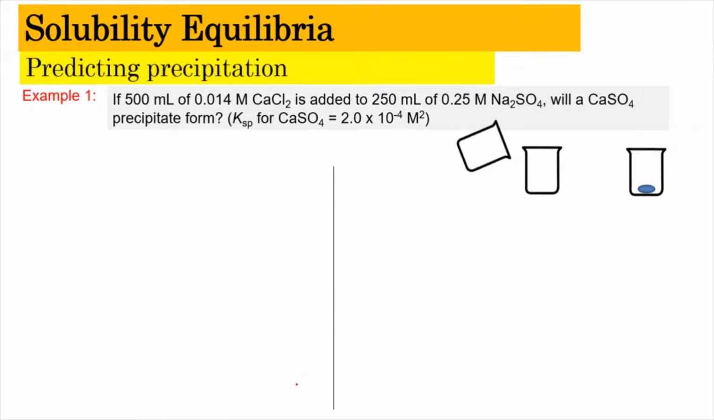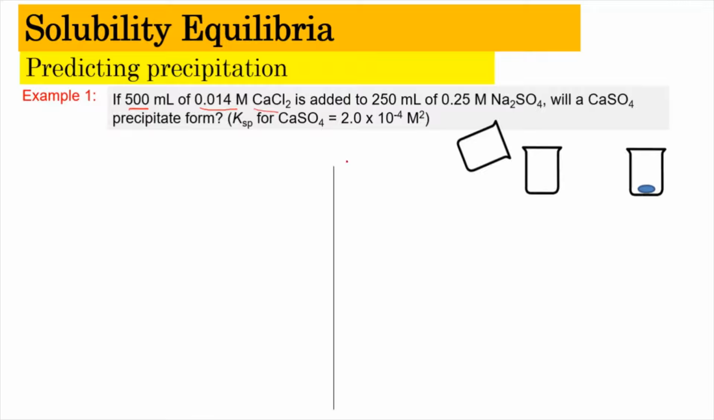Okay, so now we're going to look into the example on how we can apply Q with KSP. So let's say if we have 500 ml of the 0.014 molar of the CaCl2 added to the 250 ml of 0.25 molar of Na2SO4, will a calcium sulfate precipitate form?